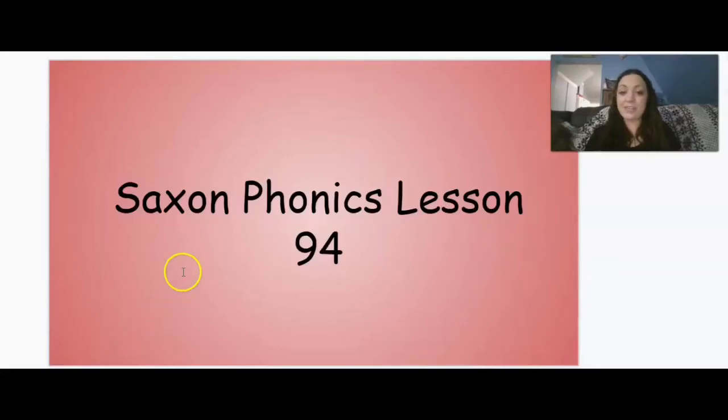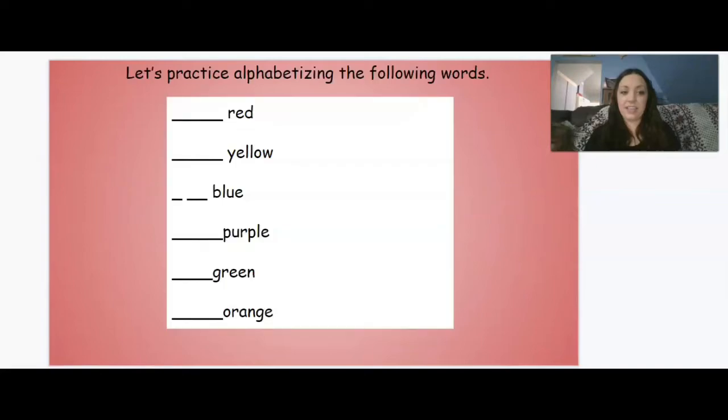Right, guys, so we're ready for Saxon Phonics Lesson 94. The first thing that we're going to do is put these words in alphabetical order. So remember, when we put things in ABC order, we always start by looking at our guide letter, which is that first letter in a word, and then we see where it falls in the alphabet.